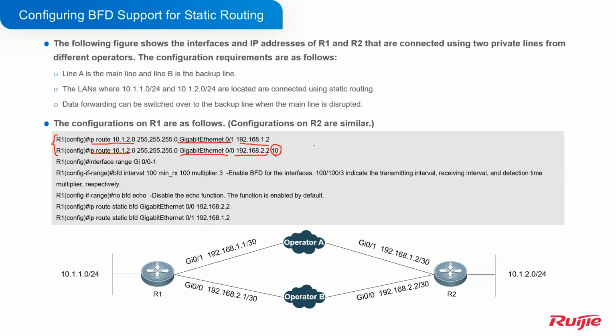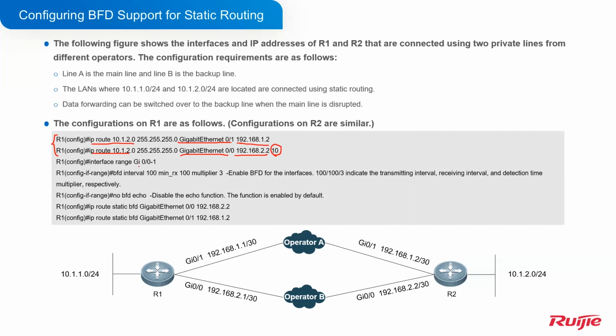In this case, normally when you check the IP routing table, you can only see the route entry whose next hop is 1.2, right? And if the main link is down, we will switch over to the next entry. Okay, this is the configuration of static routes.